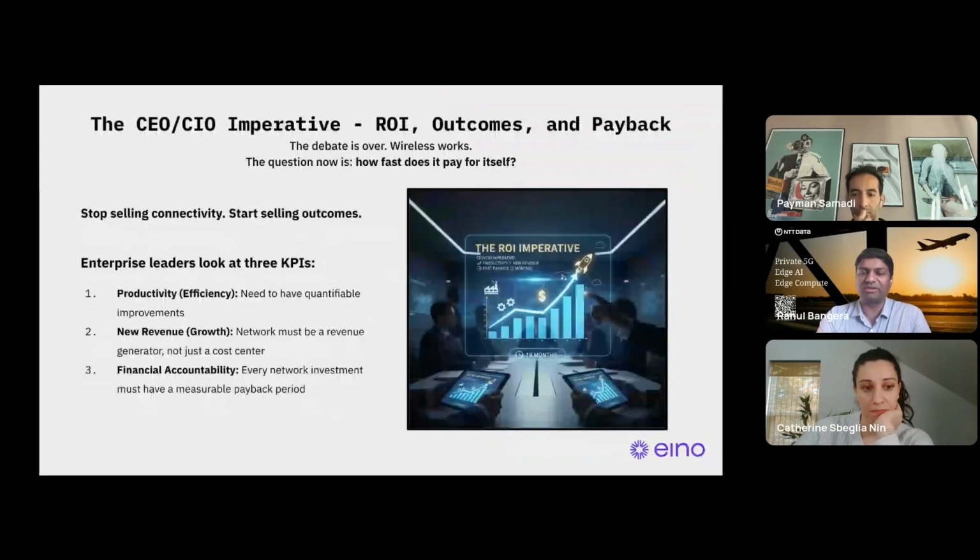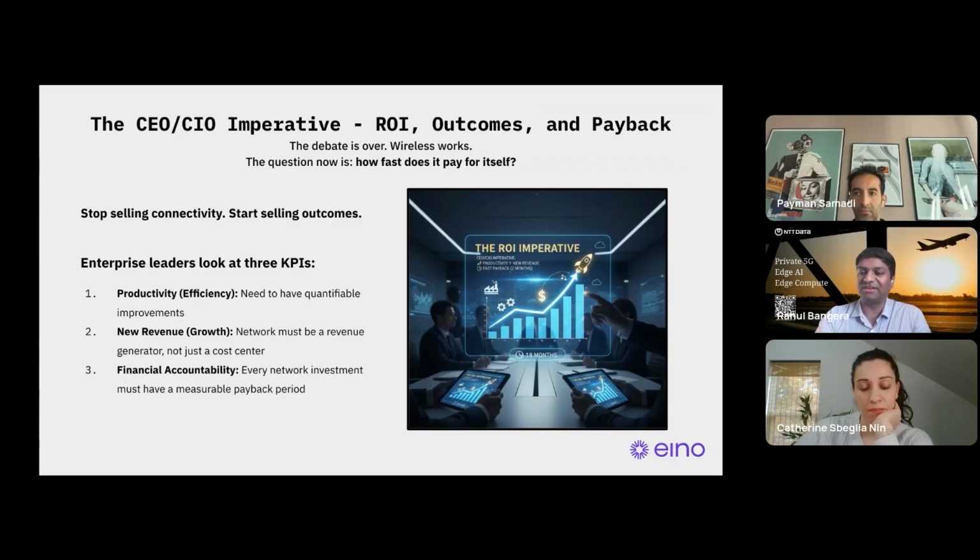The first one is the productivity KPI, and basically they want to make sure they increase efficiency or increase output. As an example, we work with port authorities who deploy asset tracking applications and have been able to reduce manual tracking of assets by 30%, thus saving almost $500,000 annually.